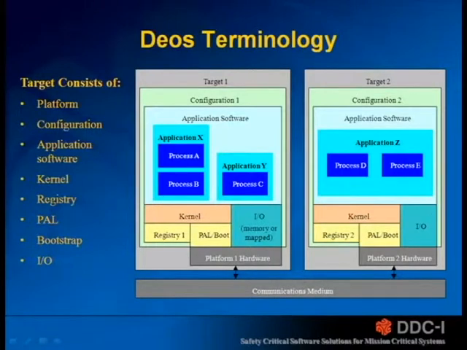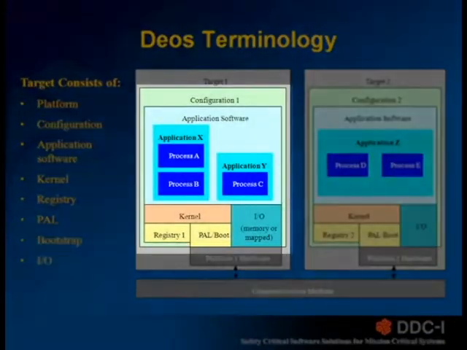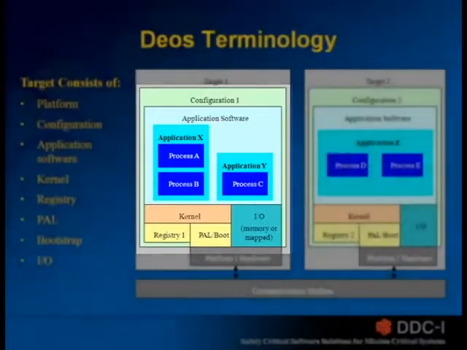Let's begin with a high-level picture of a system that includes your software application. The target consists of all hardware and software in the system. The hardware or platform includes the processor, RAM, flash, interrupt controller, timers, etc. And the software or configuration includes application software, the DOS kernel, platform abstraction layer and bootstrap, and the registry.